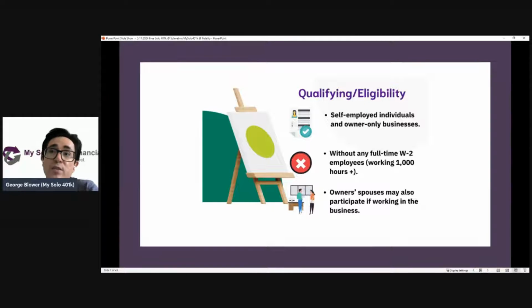So you could have contractors, or you could have W-2 employees that just work, say, a few hundred hours a year and still be able to set up a solo 401k. You could even have a spouse or business partner that's working in the business participate in the plan, and that would still be considered a solo 401k.